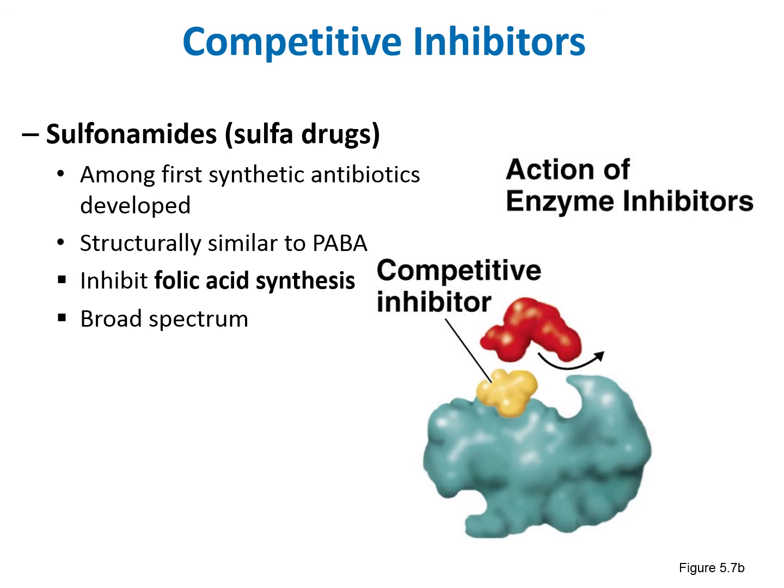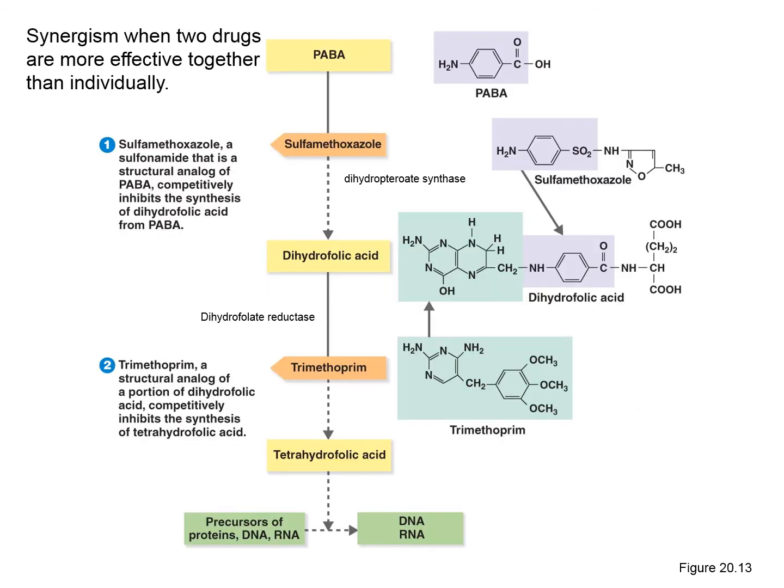Your sulfonamides were among the first synthetic antibiotics developed, and we want to look at one that is structurally similar to PABA. PABA stands for para-aminobenzoic acid, and it is a precursor to folic acid. Many bacteria make their own folic acid, and they need that folic acid so that they can synthesize nucleotides for making DNA and RNA.